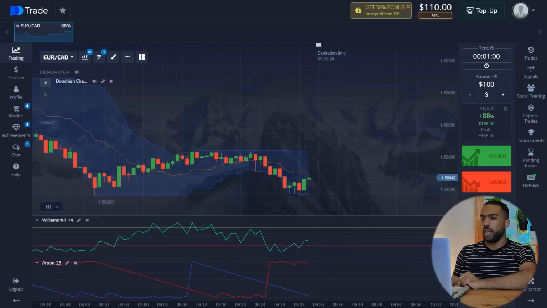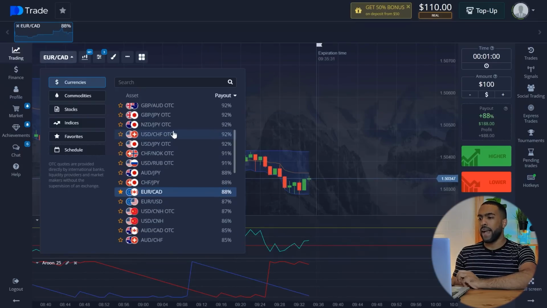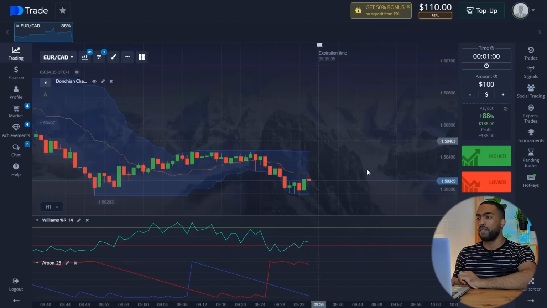And without further ado, let us get straight to trading. Here you see the currency pair of the euro and the Canadian dollar. And if we open the list of the other currency pairs, you can see the maximum is 88% payout amongst the other currency pairs. So let's keep our pair.